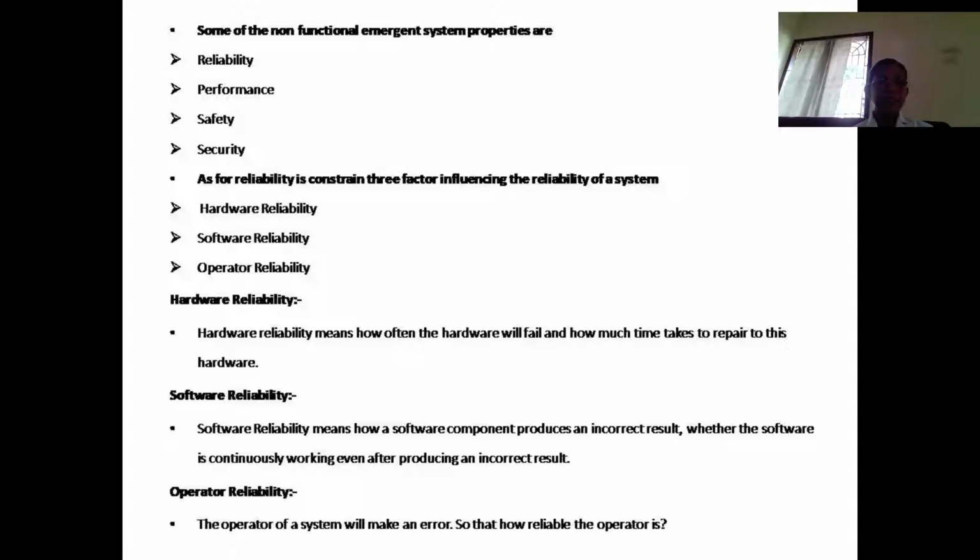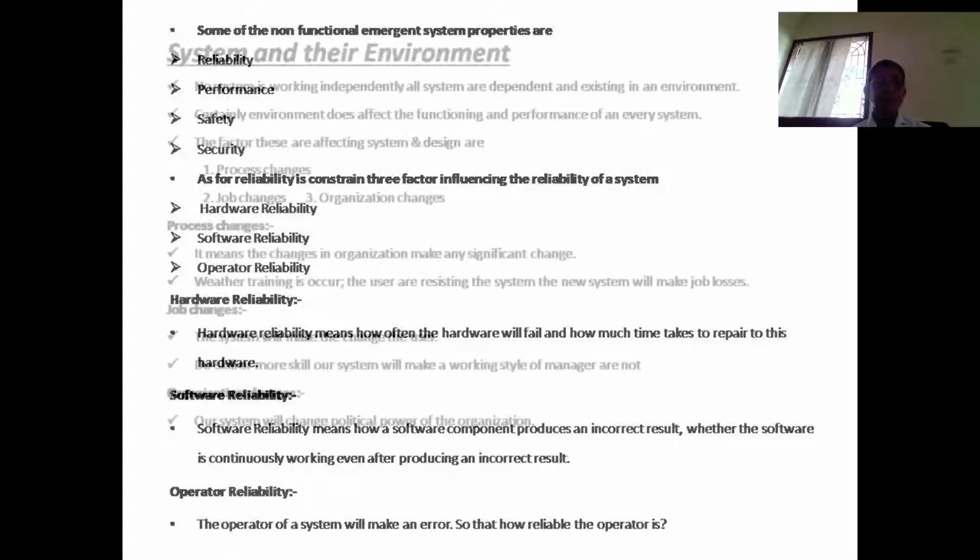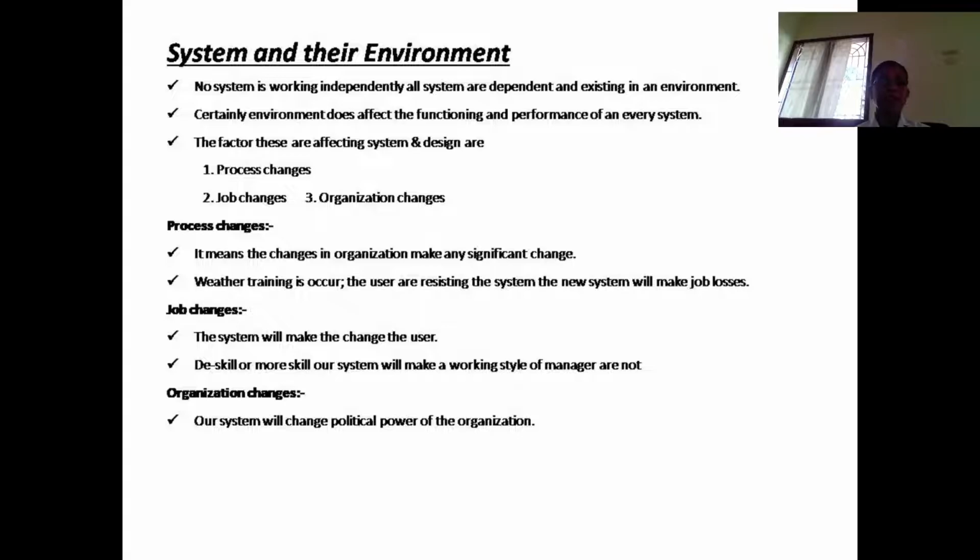Operator reliability means the operator of a system will make an error, so how reliable the operator is. Okay, so these are the processes of reliability. Next, system and their environment. System means a set of programs that is called software. So how do we meet the environment with the system?